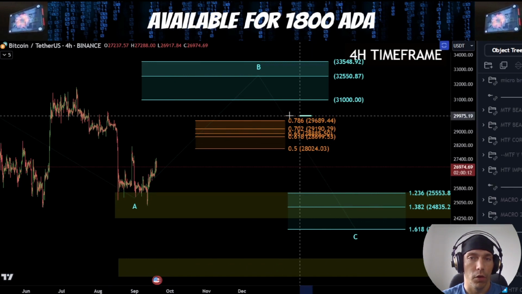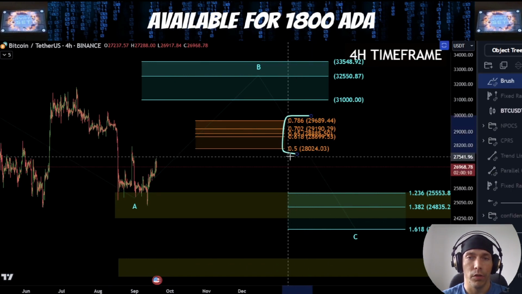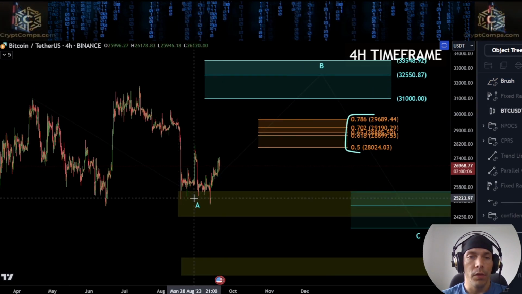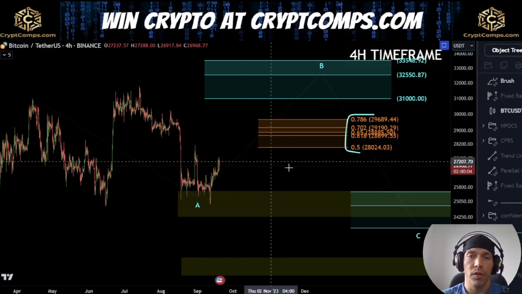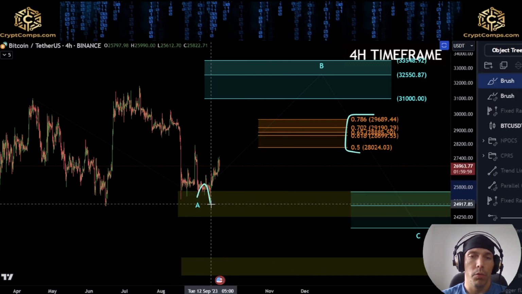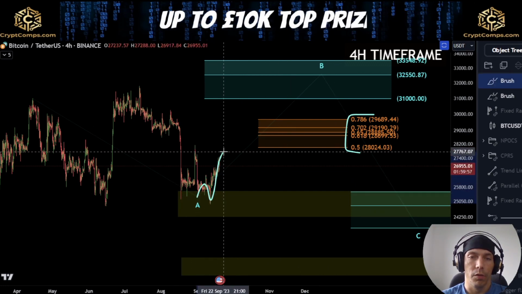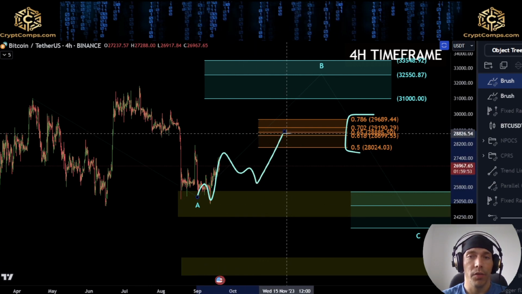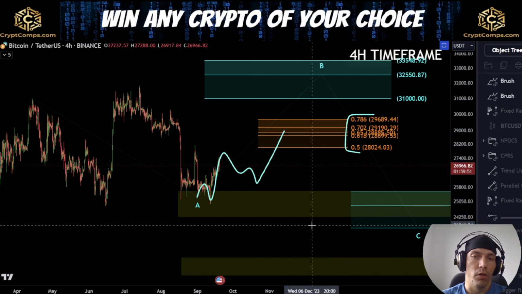Now, this would be this orange zone over here, the 786 to this 50%. And what I'd want to see here, though, is that if this is an A wave here, we would be expecting to see something a bit more drawn out here as a B wave, where what we'd be looking for is potentially something like this move to complete, 3 waves back down, and a bigger push back to the upside here before looking for that continuation down.